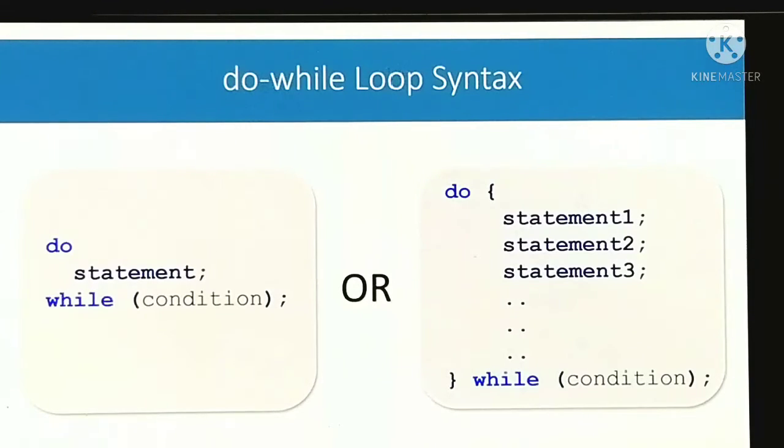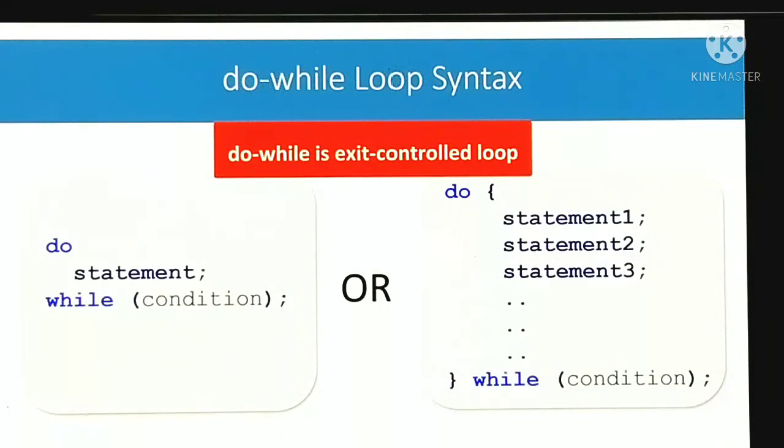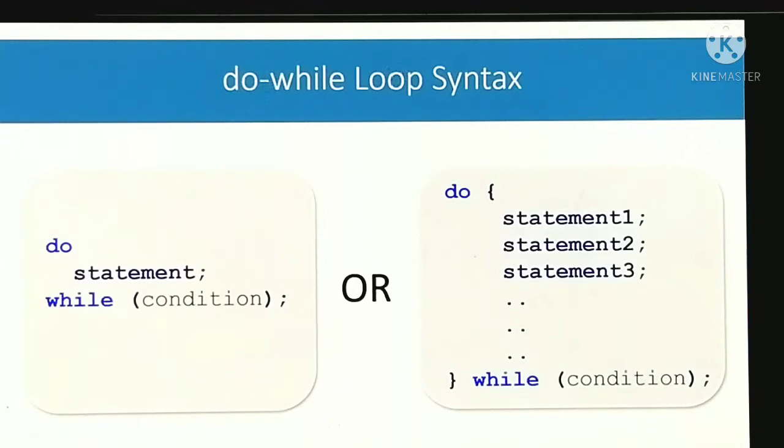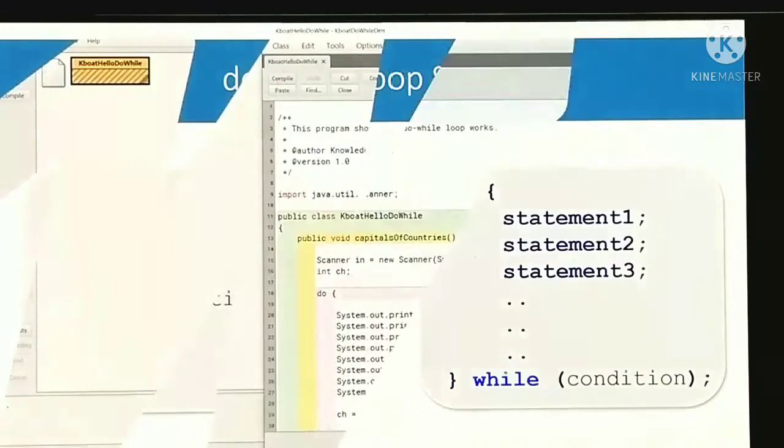So the do while statement is also called an exit control loop. In this exit control loop, the loop exits only when the condition, written after the block statement, is false. Here we have one example.